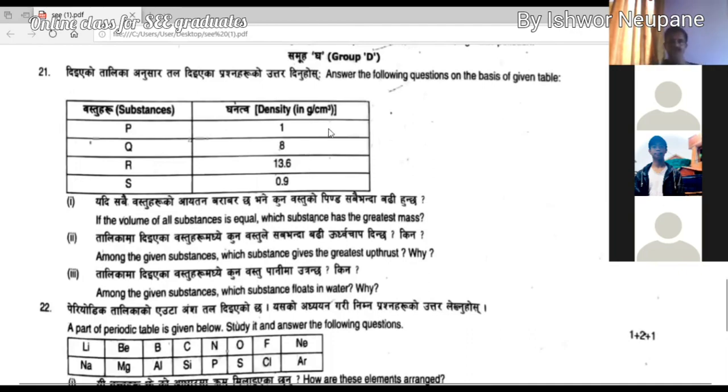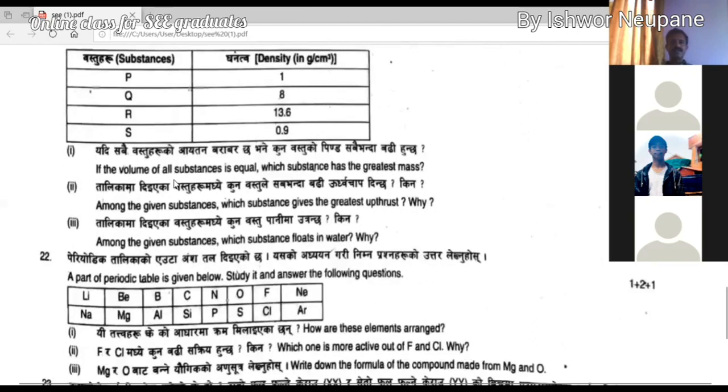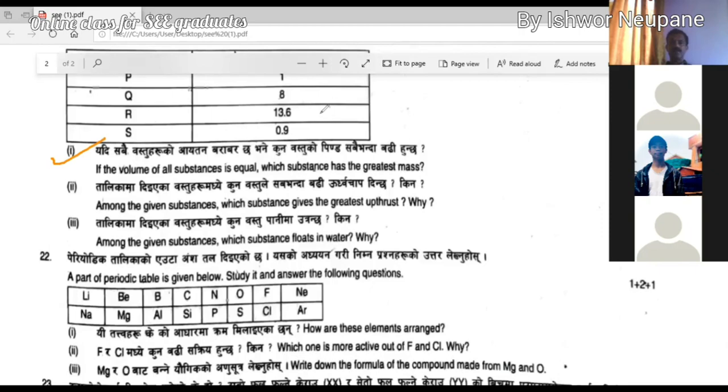Question number 21, answer the following questions on the basis of given table. PQRS. Here are four substances, the density is given. So what does the first question say? It says, if the volume of all substances is equal, which substance has the greatest mass?